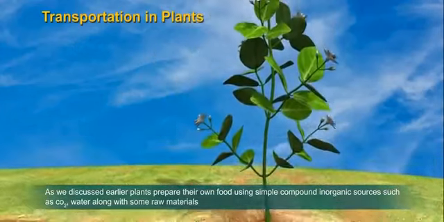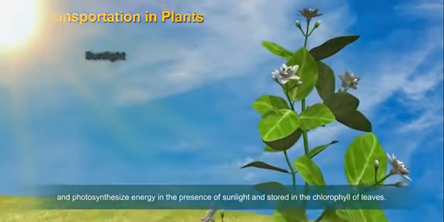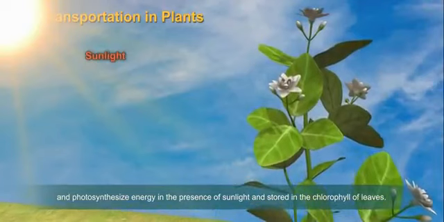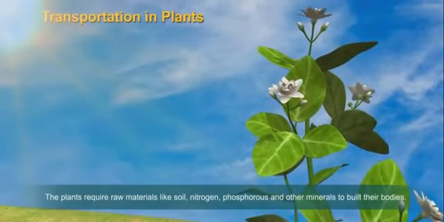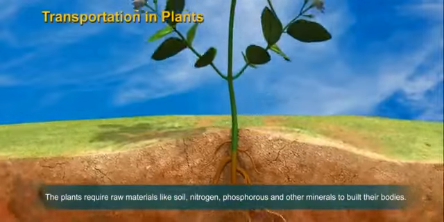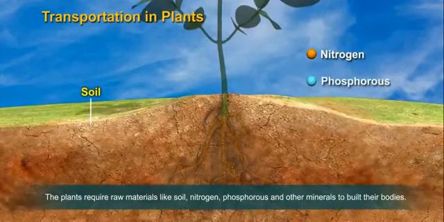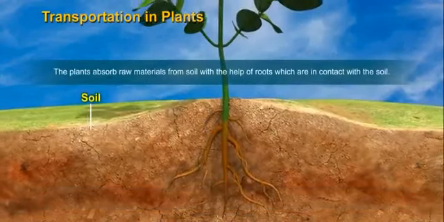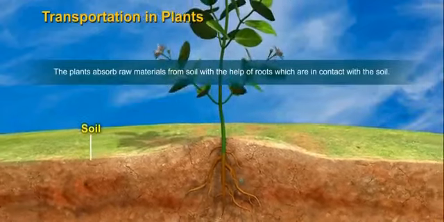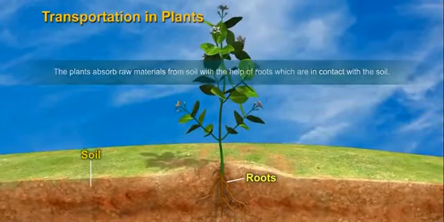with some raw materials, and photosynthesize energy in the presence of sunlight and stored in the chlorophyll of leaves. The plants require raw materials like soil, nitrogen, phosphorus, and other minerals to build their bodies. The plants absorb raw materials from soil with the help of roots, which are in contact with the soil.